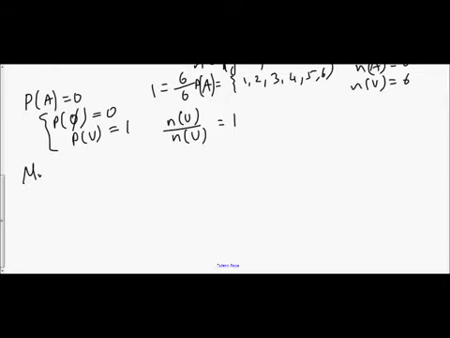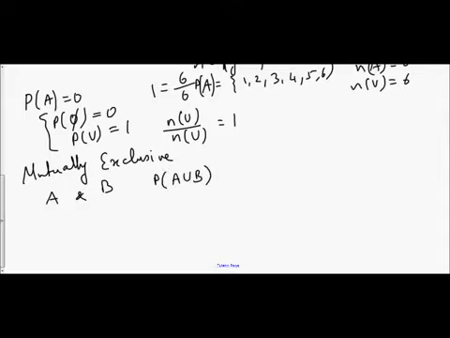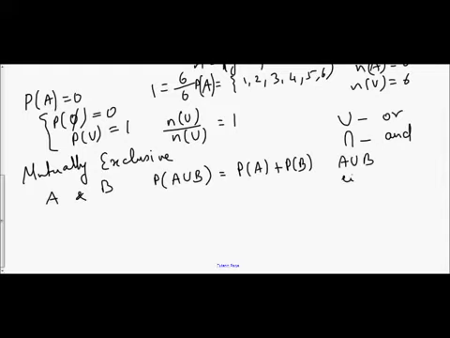And we talked something about mutually exclusive events. What do they mean? For mutually exclusive, you need two events, A and B. They are called mutually exclusive if probability of A union B is probability of A plus probability of B. That is, union always represents the word or, and intersection represents the word and. So A union B means either A or B.